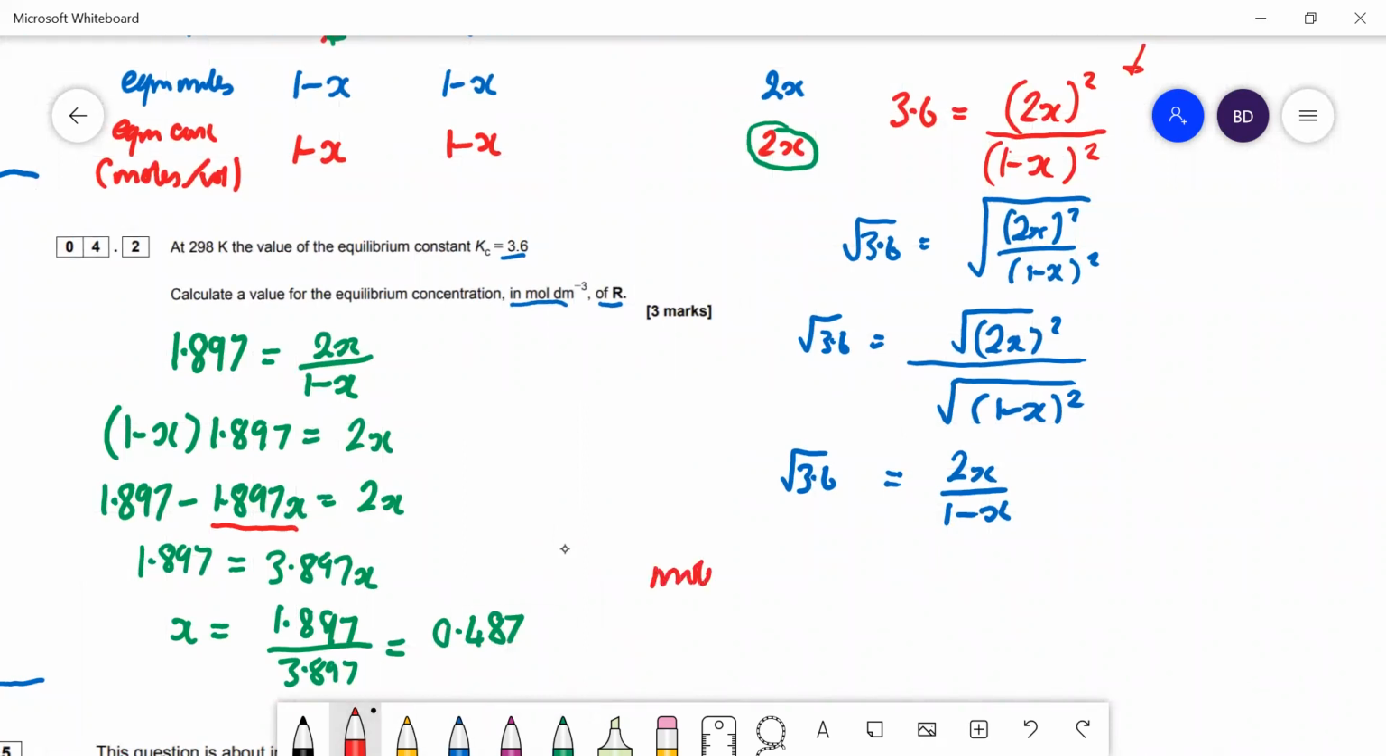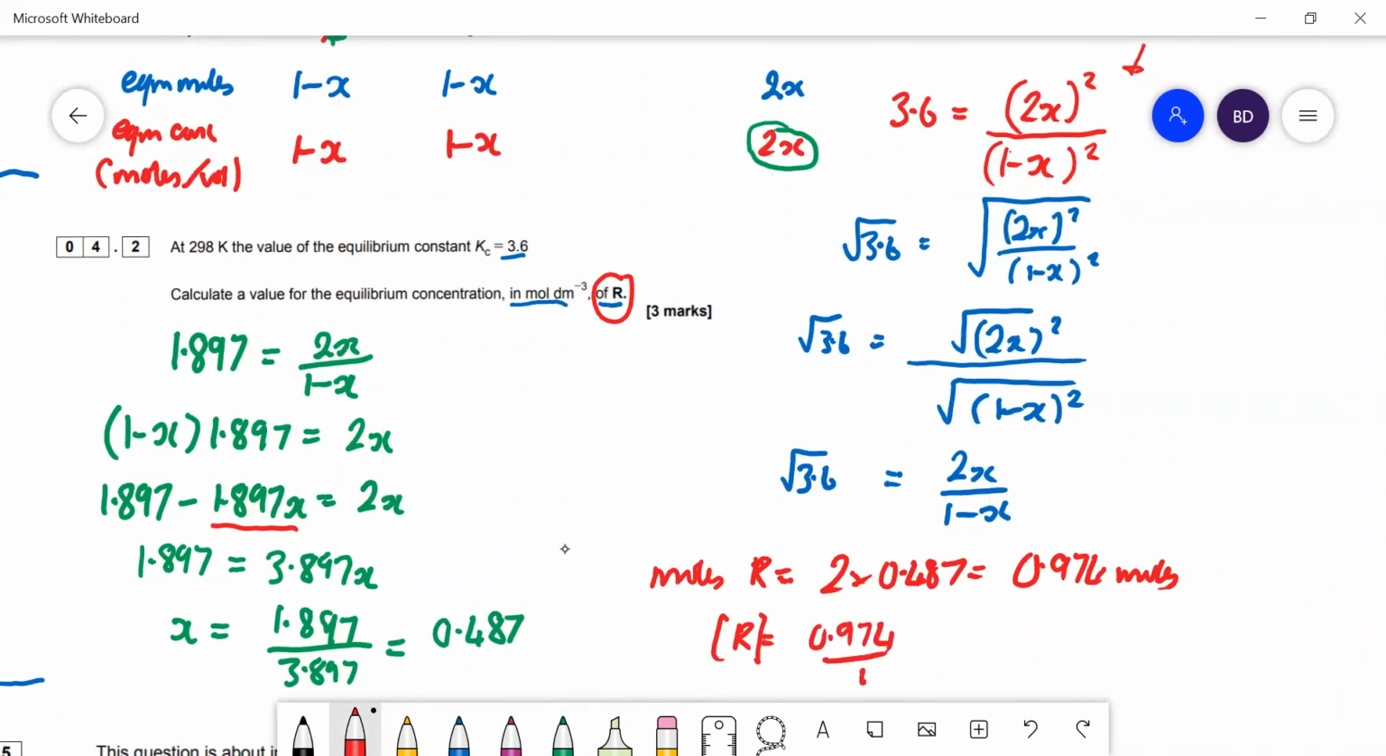So moles of R is 2 times 0.487, which is equal to 0.974 moles. But the question asks us the concentration of R in moles per decimeter cubed. So the volume of the container is 1. So the concentration of R, square brackets there, is going to be 0.974 divided by 1, obviously, which is equal to 0.974 moles per decimeter cubed.